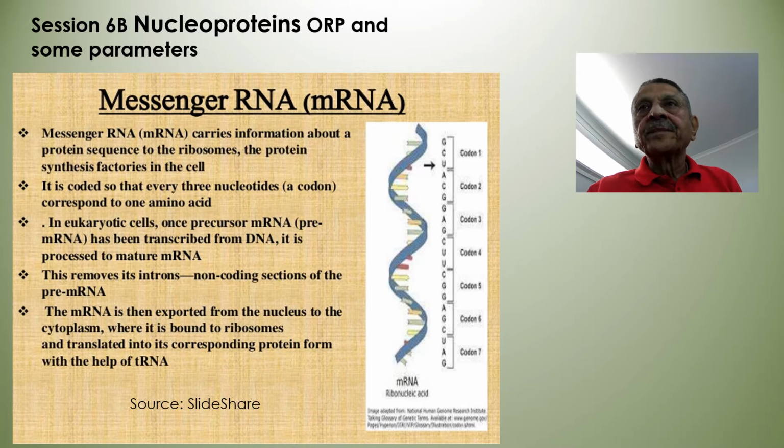If you see the diagram on the right, you see that code. You have GCU, ACG, GAC, etc. That's a codon which forms a ribonucleic acid. In this, you find there are only three, but with respect to the genes, it will be 4.